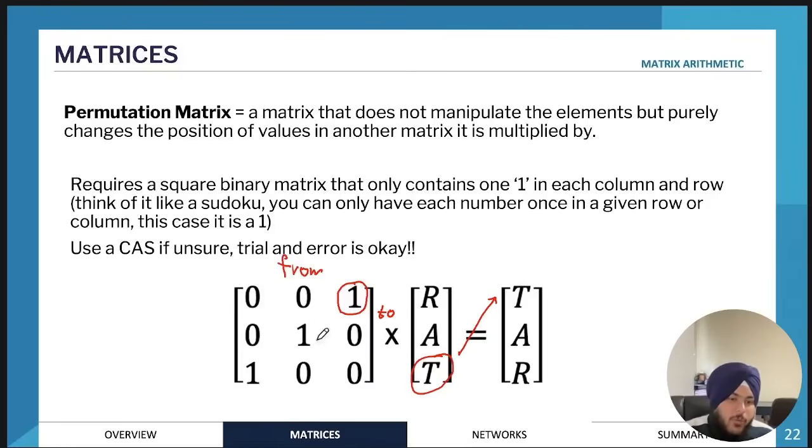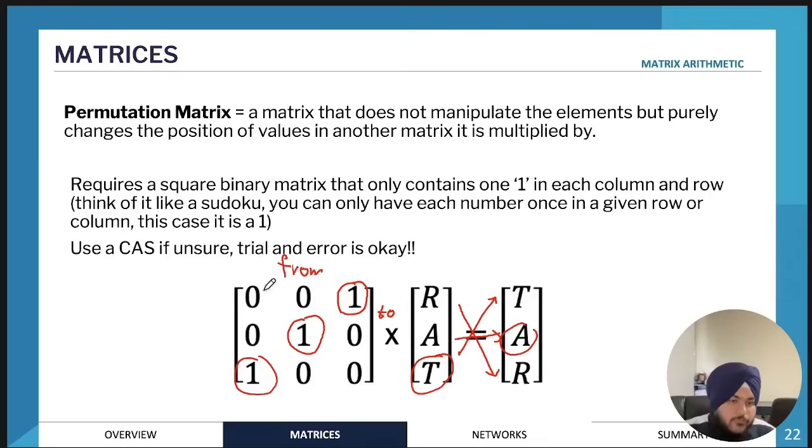Similarly, we have 0, 1, 0. So 1 is in the middle, or in the second column. So therefore, A would be placed in the second row of the new matrix. So it will retain its position. Whereas for this one, in the third row, we have 1 in the first column. So therefore, R will be placed in the third row instead. So wherever the 1 is would indicate where the number would go.